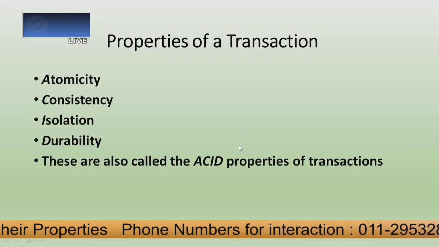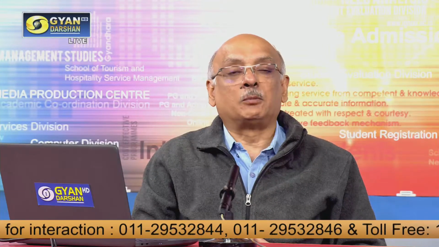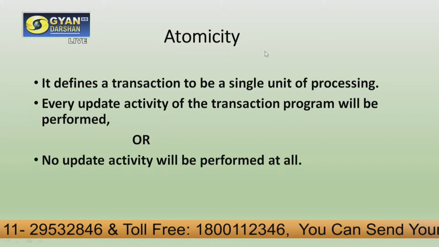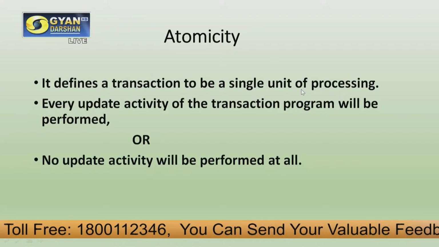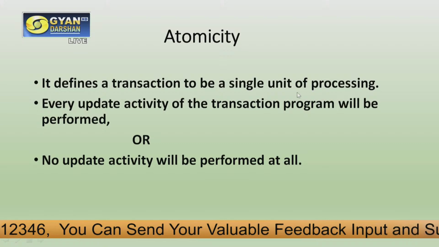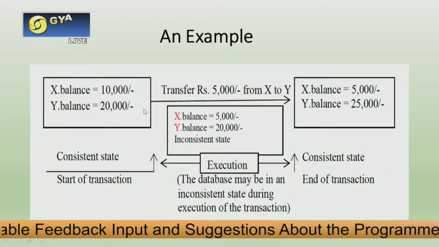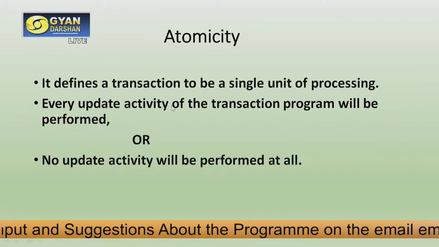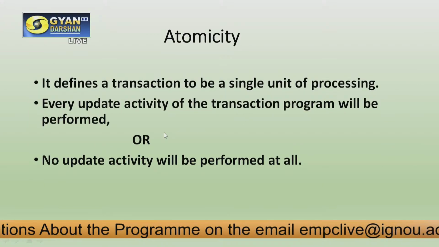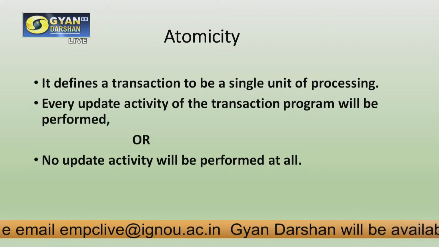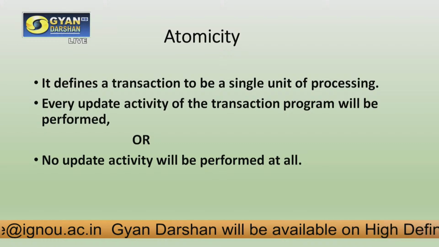All right. So let's talk about these properties in more detail. What do we mean by these properties of the transaction? Well, atomicity defines a transaction to be a single unit of processing. All right. So a transaction is a single unit. It is to be performed in complete or not at all. So every update activity of the transaction program will be performed, or no update activity will be performed. Okay. So none of the activities will be performed at all. So this is what atomicity is.